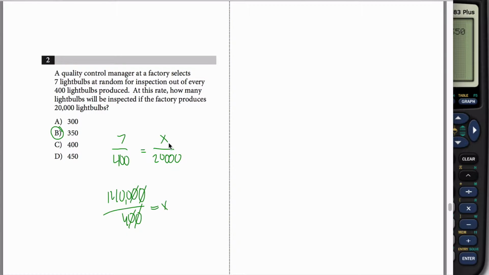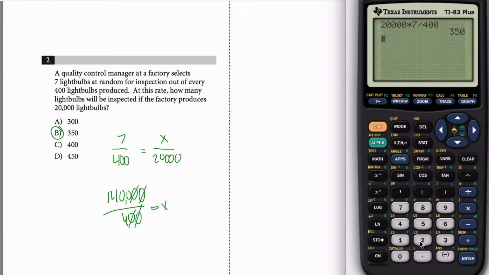I guess another way you could do it is every 400 light bulbs. So maybe 400 a day. Think about it that way. They make 400 every day, and so they inspect 7 every day. Well, how many days would it take to do 20,000 light bulbs? Well, if they do 400 every day, then 20,000 divided by 400 will give you 50. It would take you 50 days to make all these. And they inspect 7 every day. So if they inspect 7 a day for 50 days, 7 times 50 gives you this 350. Okay, maybe that was a waste of time.